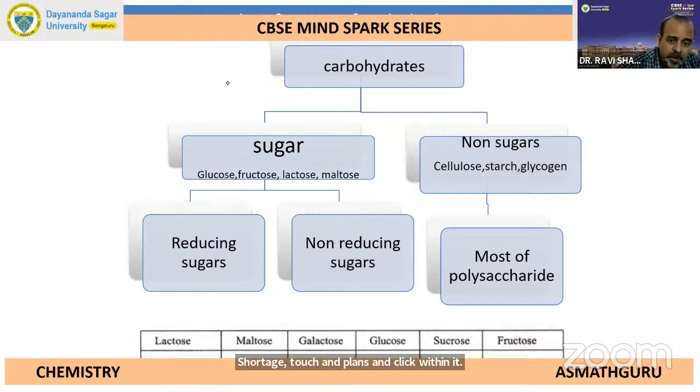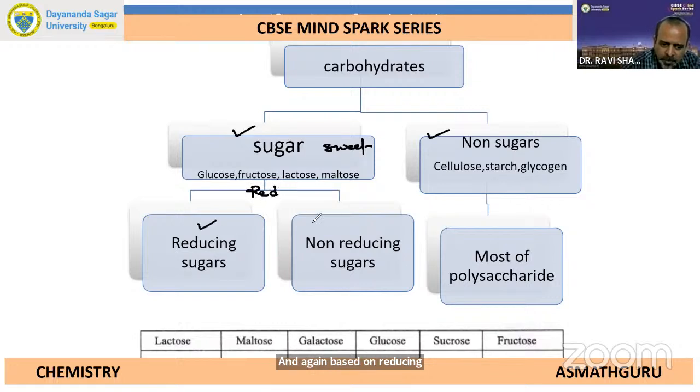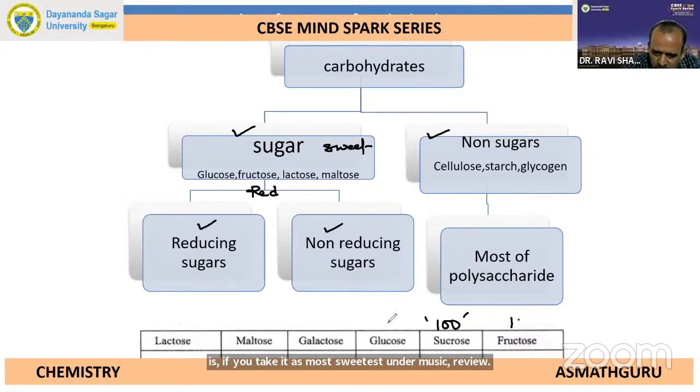Then based on sweetness, this is very important. They are classified into sugars and non-sugars. Sugars are sweet in taste. Remember this. And again, based on reducing property, they are classified as reducing and non-reducing sugars. Among the molecules, which is the sweetest? If you take sucrose as 100, fructose becomes 170. So fructose is sweeter than sucrose. Remember this.